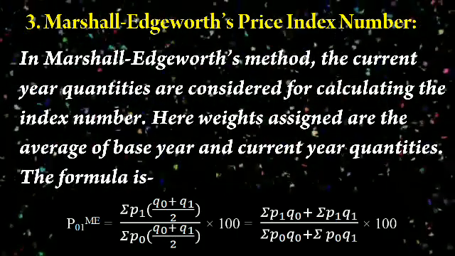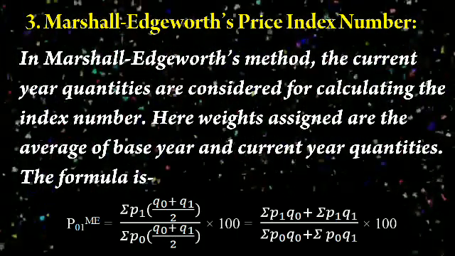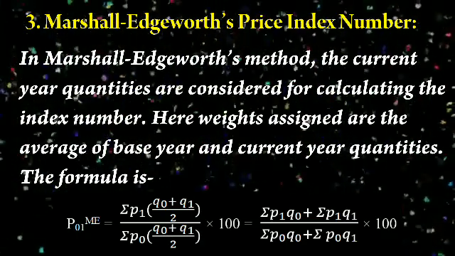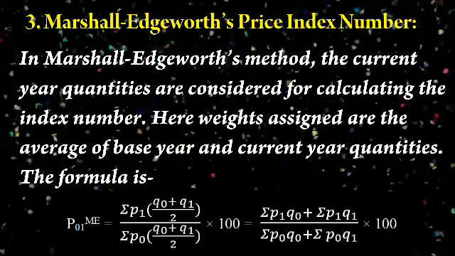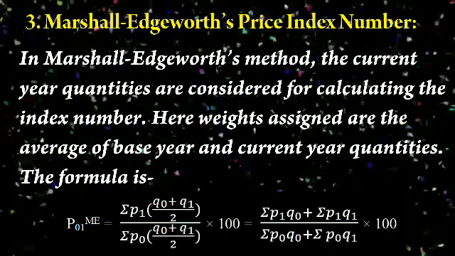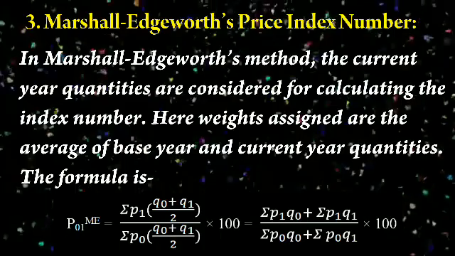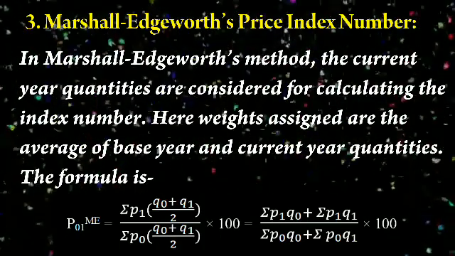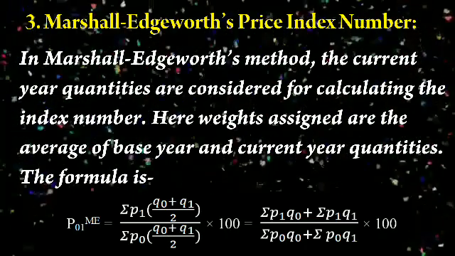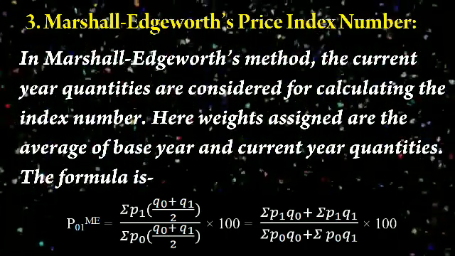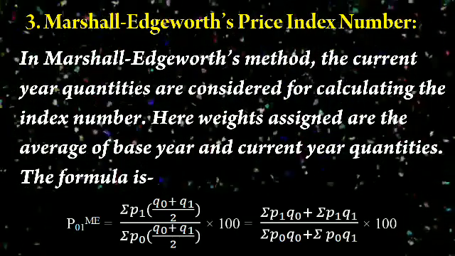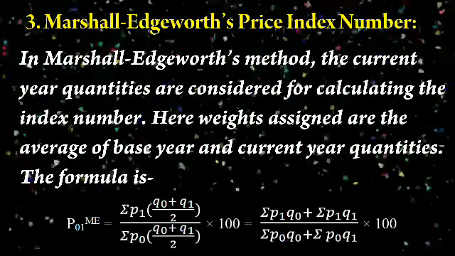which is multiplied by 100. Now, in order to remember this formula, write numerator of Laspeyres plus numerator of Paasche in the numerator. So in the numerator of Laspeyres is sigma P1 Q0 plus numerator of Paasche is sigma P1 Q1, divided by denominator of Laspeyres plus denominator of Paasche. So first learn Laspeyres and Paasche formulas. The rest of the formulas are written based on those two formulae.